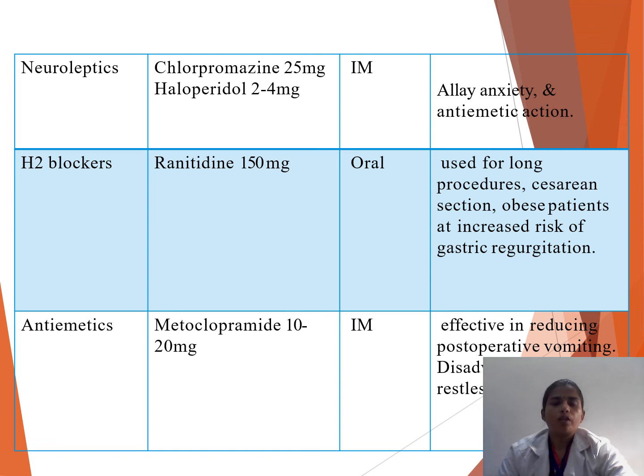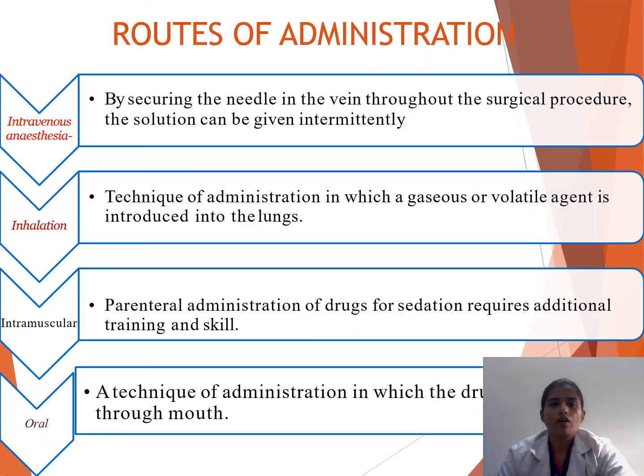Neuroleptics: chlorpromazine 25 mg, haloperidol 2 to 4 mg, IM, allay anxiety and have antiemetic action. H2 blockers: ranitidine 150 mg, oral, used for long procedures, cesarean section, and obese patients at increased risk of gastric regurgitation. Antiemetics: metoclopramide 10 to 20 mg, IM, effective in reducing postoperative vomiting. Disadvantage is motor restlessness.